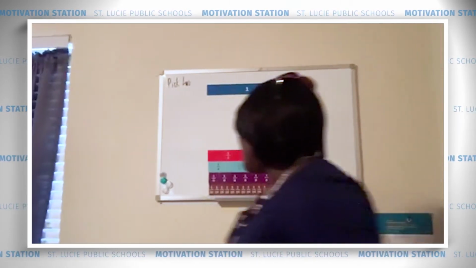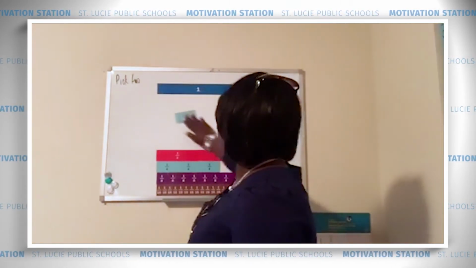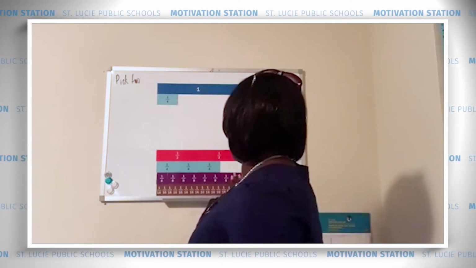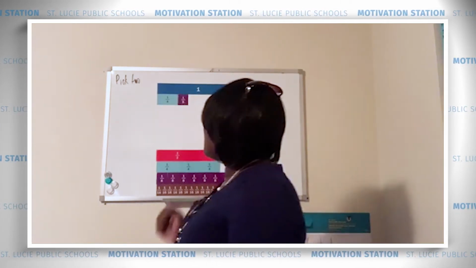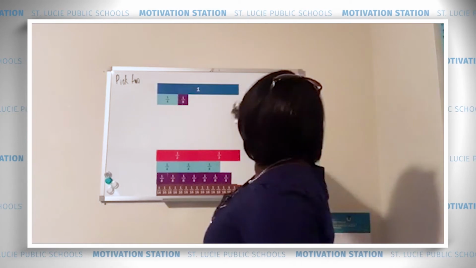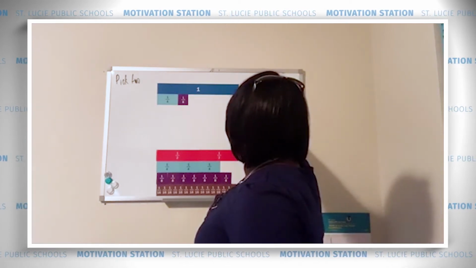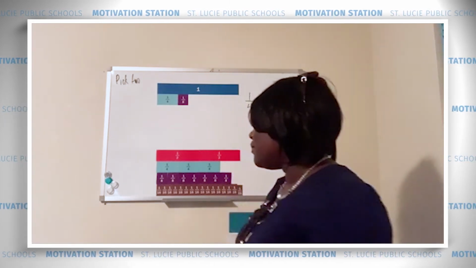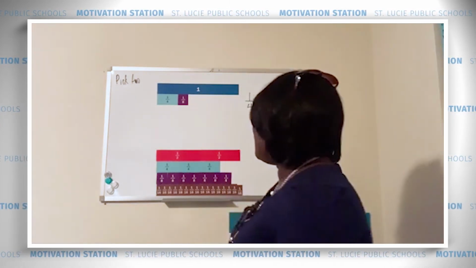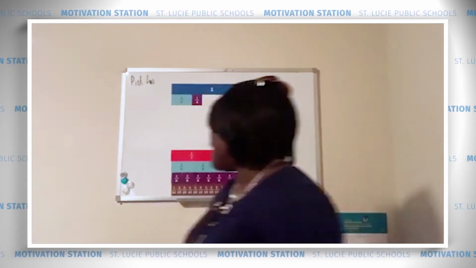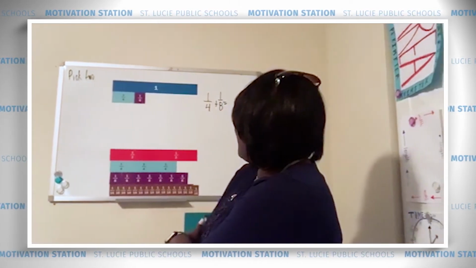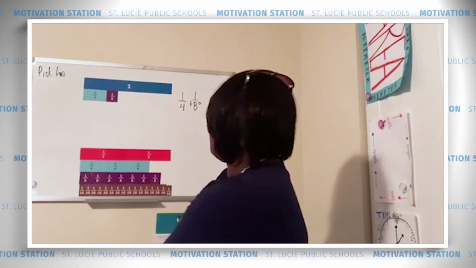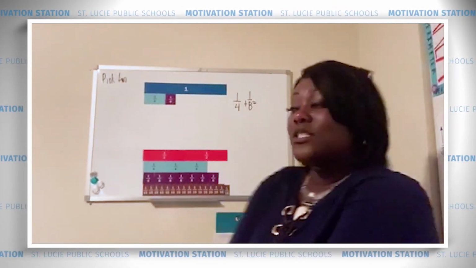I am going to pick 1/4 and 1/8. Those are my 2 fractions. 1/4 plus 1/8. Now let's pick a single unit of fractions to see how many of those units will be equivalent to 1/4 plus 1/8. Let's do the 16ths because they're so much smaller.